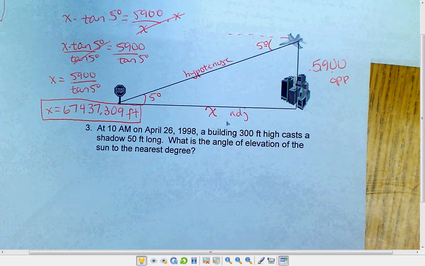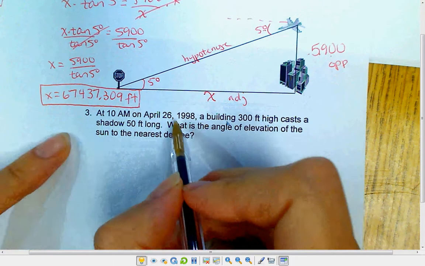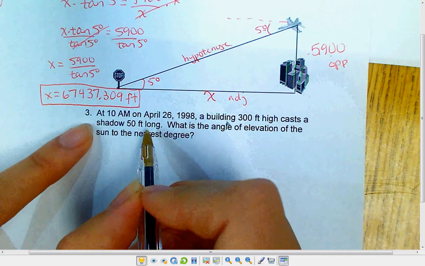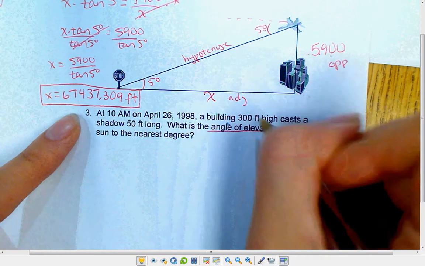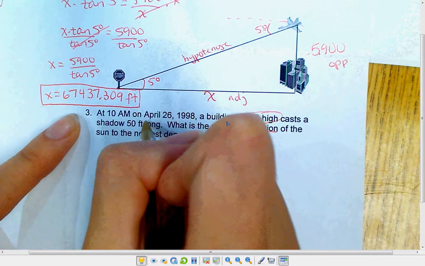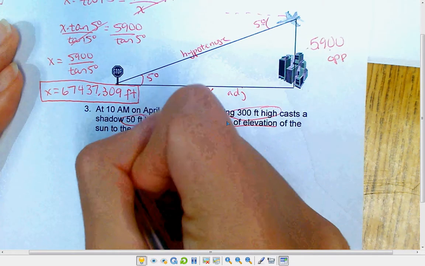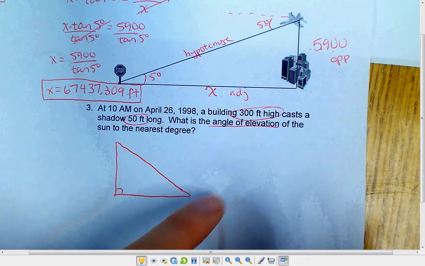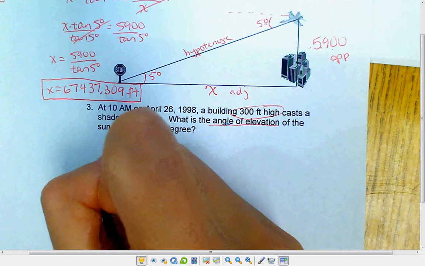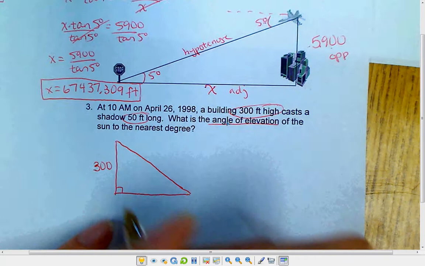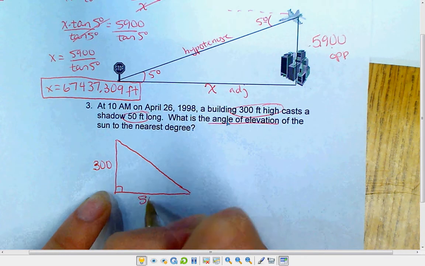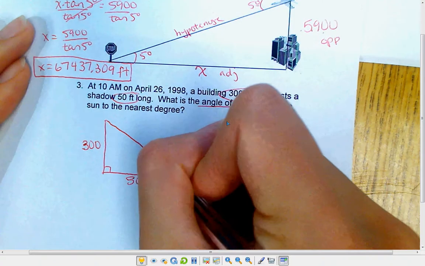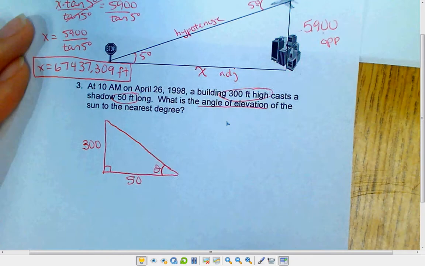One last example. So at 10 a.m. on April 26, 1998, a building 300 feet high casts a shadow that's 50 feet long. What is the angle of elevation? Okay, so let's first draw our triangle. We know the building's 300 feet high, so that's my height. And the shadow is 50 feet long. The shadow's on the ground, so that's this part. And we're looking for the angle of elevation, which is this angle right here. So that's what we're solving for.